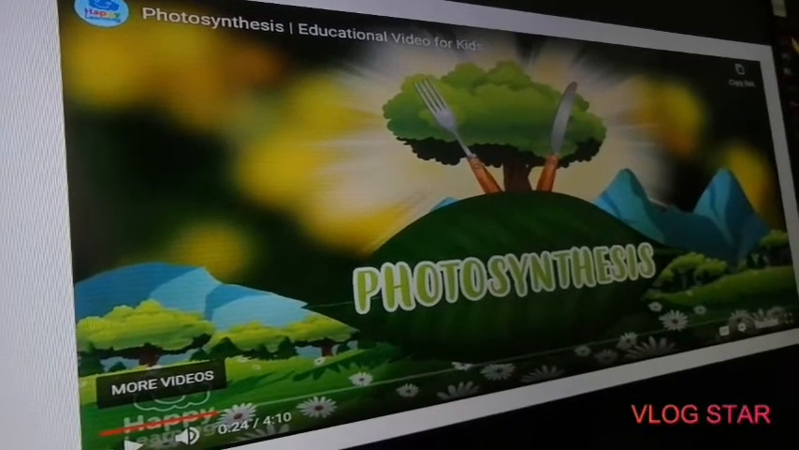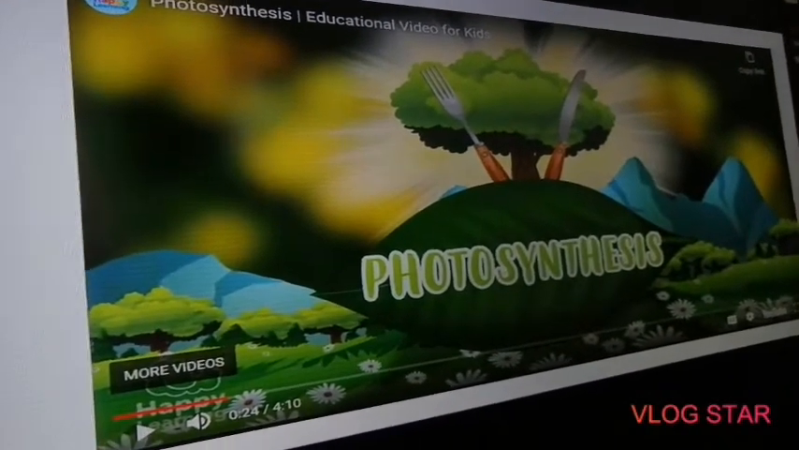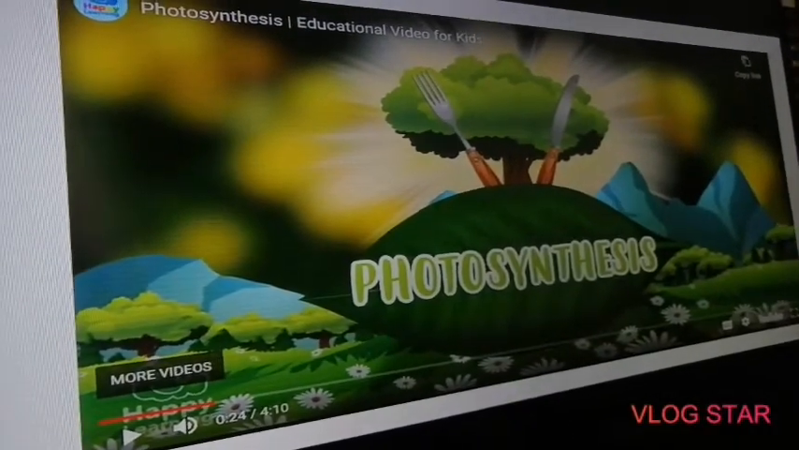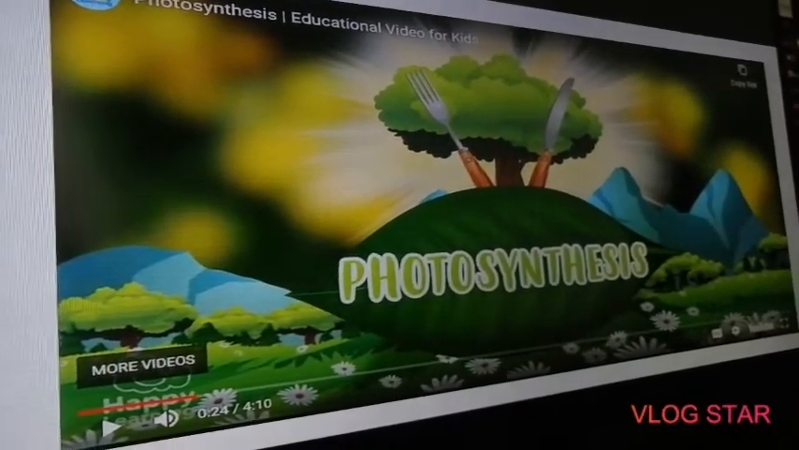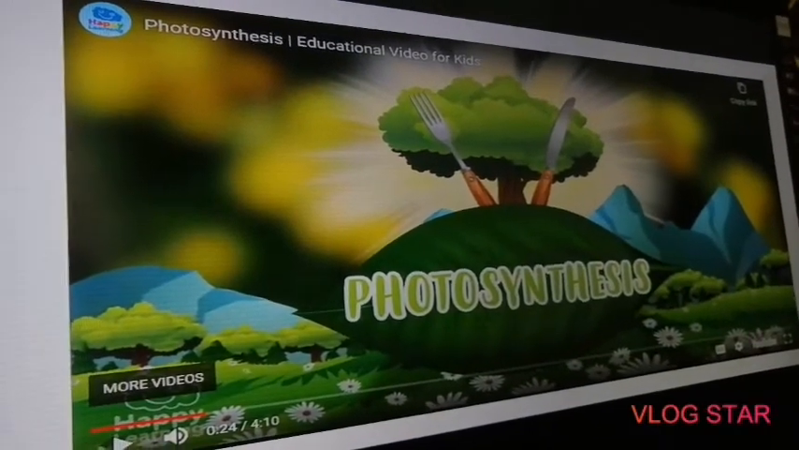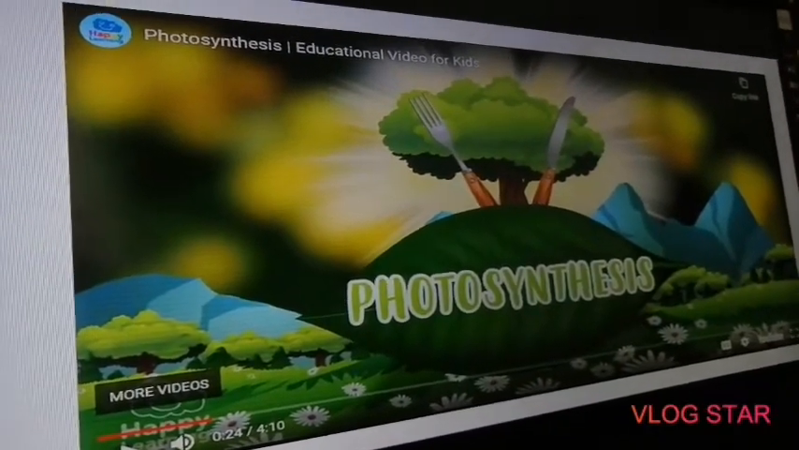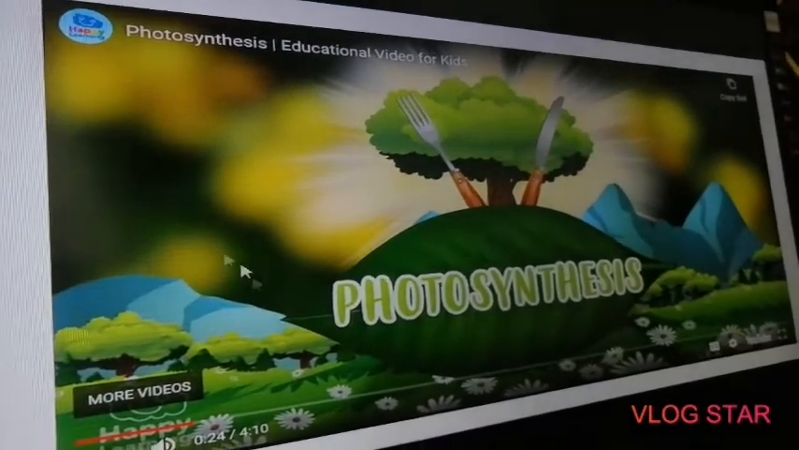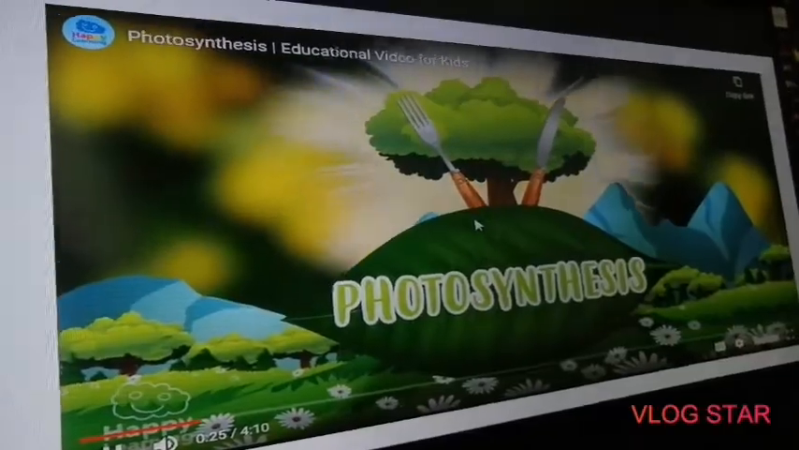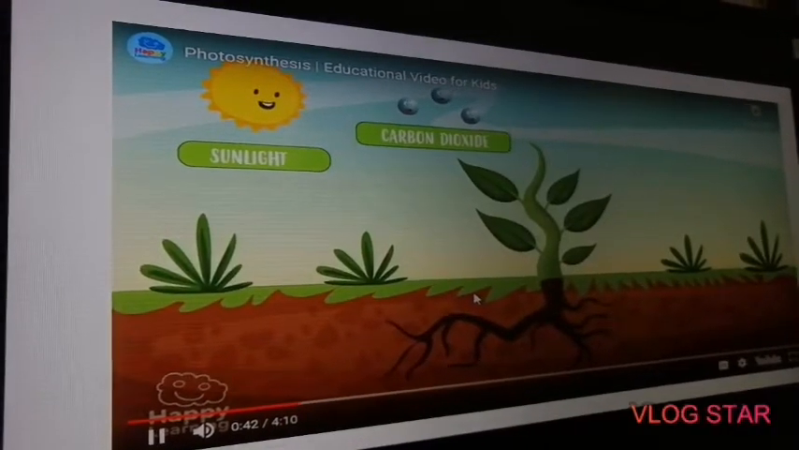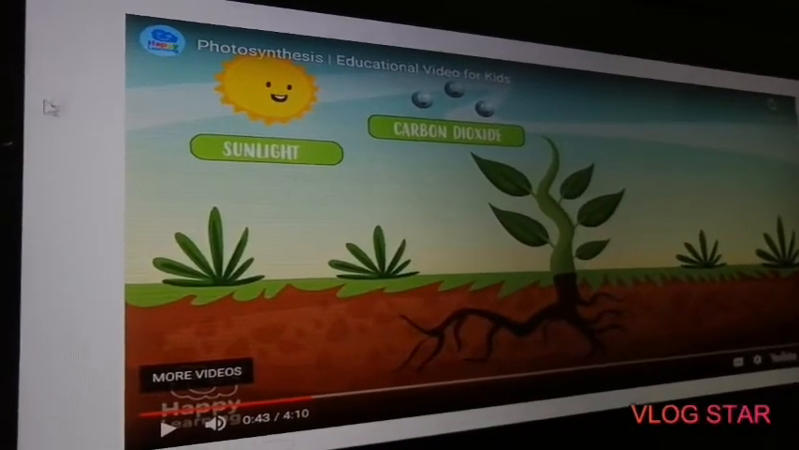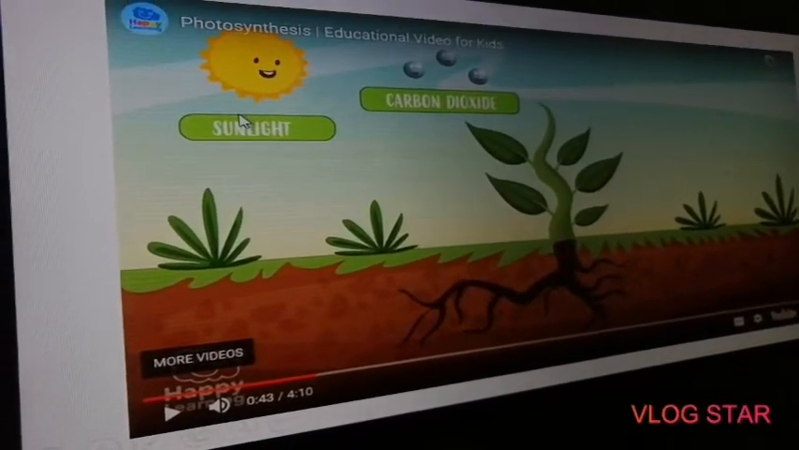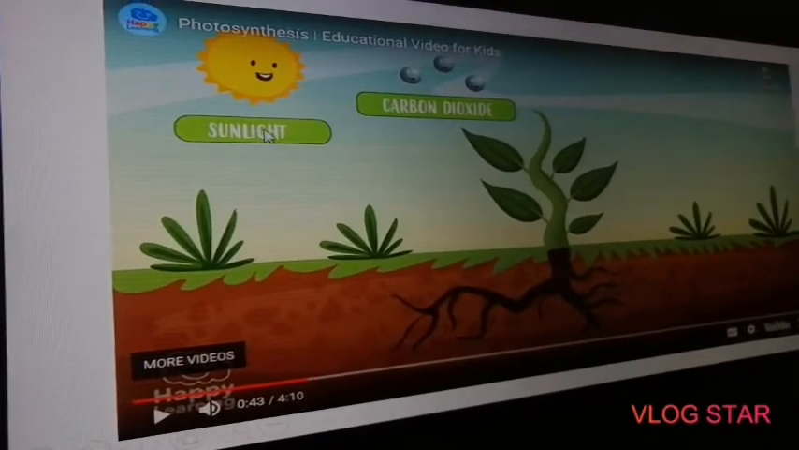Now let's see how photosynthesis takes place. What is photosynthesis? Photosynthesis is a process in which food is prepared in the leaf in the presence of sunlight, chlorophyll, carbon dioxide, water and minerals. Let's see how photosynthesis takes place. For photosynthesis, the most important thing is sunlight. Sunlight is required as it is the main source of energy for the plant.